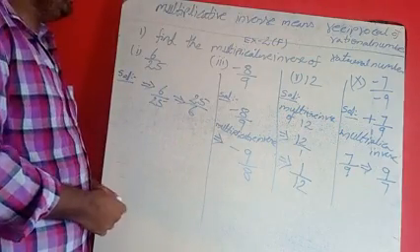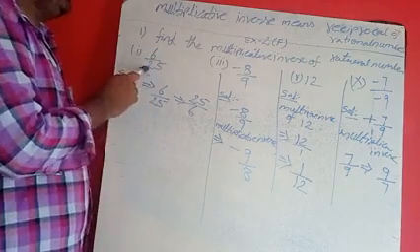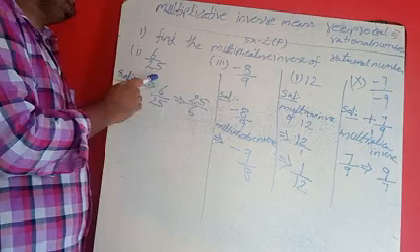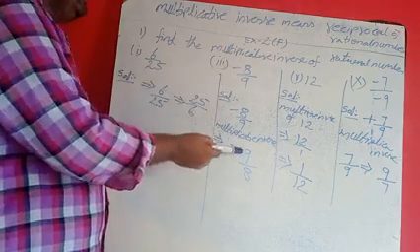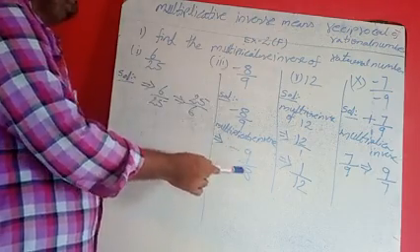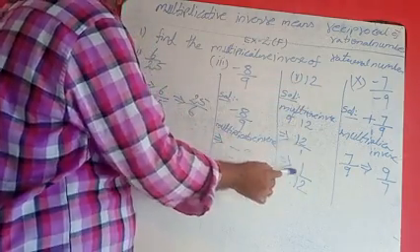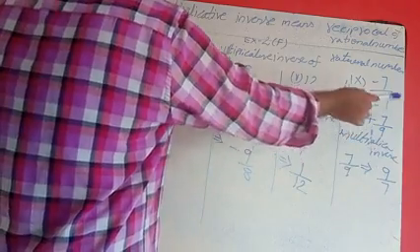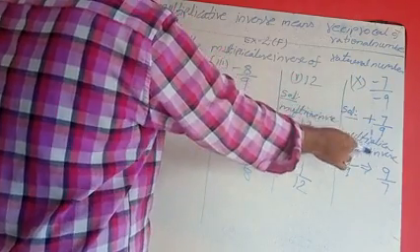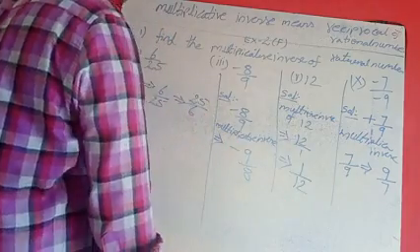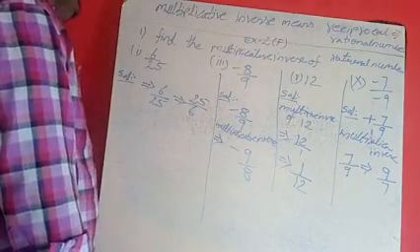Multiplicative inverse means nothing but reciprocal. Reciprocal means reverse. 6 by 25, reverse is 25 by 6. Here the minus sign, you have to keep it as it is. 8 by 9 is 9 by 8. 12 means 12 by 1 will be there. 12 by 1 will become 1 by 12. Here the minus sign is in the denominator, give it to the numerator. 7 by 9. So the multiplicative inverse is 9 by 7. This is about the multiplicative inverse.